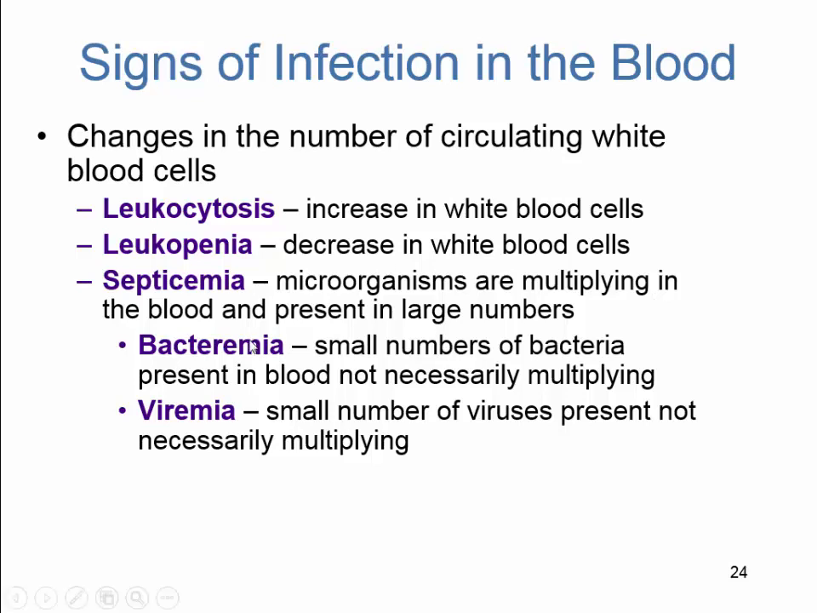septicemic. However, if the patient has small numbers of bacteria in the blood and they are not necessarily multiplying, this is only considered bacteremia. So septicemia means that the microorganisms are actively multiplying and they're present in large numbers. Bacteremia means that they're small numbers, but they may not be multiplying. So it's a much less severe disease than that of septicemia. Likewise, viremia is a small number of virus particles present in the blood, but may not be multiplying. So viremia is much less severe than a virally caused septicemic infection.